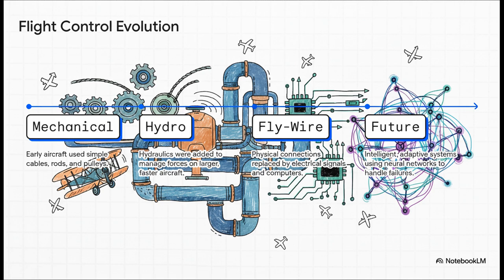But as planes got bigger and faster, pilots needed more muscle, so we brought in hydraulic systems to help. But the real game changer was fly-by-wire. This is where we got rid of the physical connections altogether and replaced them with electrical signals and computers. The pilot's input goes to a computer, and the computer decides how to move the surfaces. And the future? We're already heading towards truly intelligent flight control systems that can learn, adapt, and maybe even help a pilot safely land a plane that's been seriously damaged.